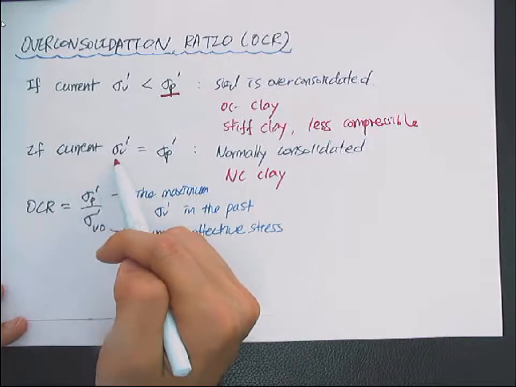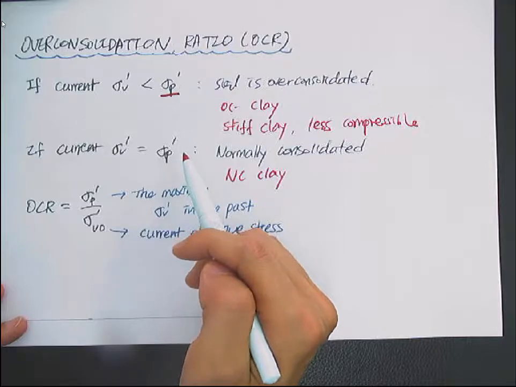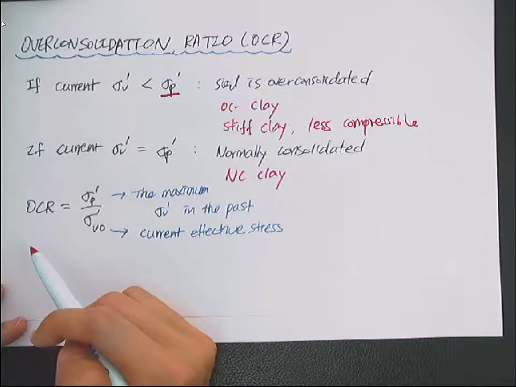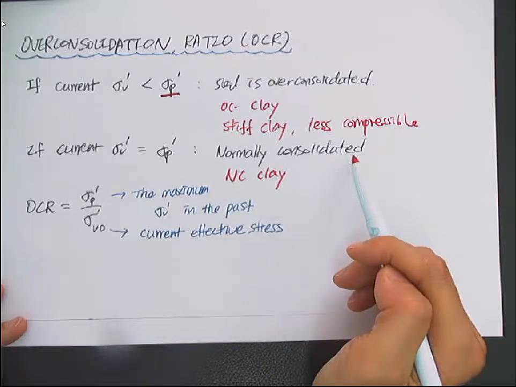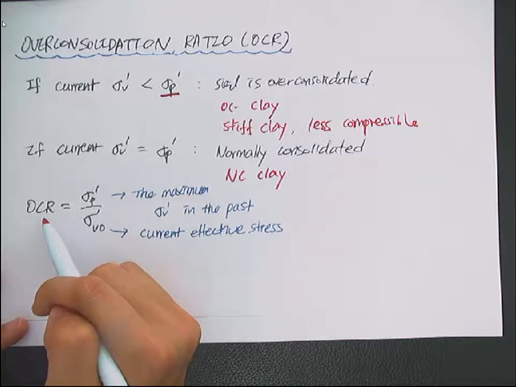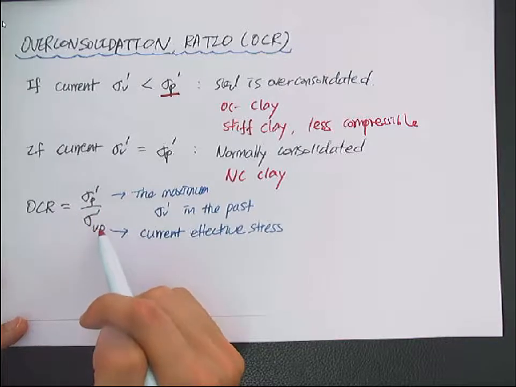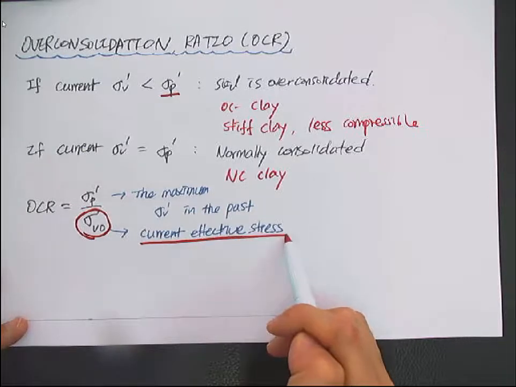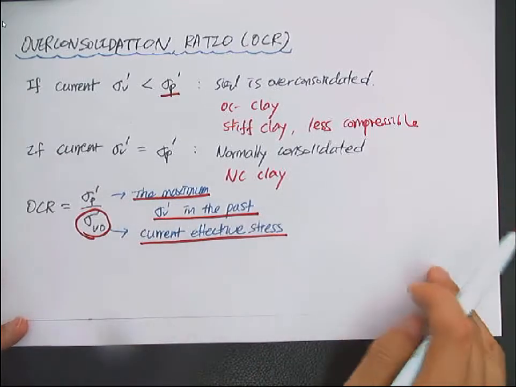And if the current vertical effective stress is the same as sigma p prime, or we can say that if the current effective stress is the maximum vertical effective stress that the soil has experienced, then it's called normally consolidated clay, or NC clay. So the overconsolidation ratio, in short OCR, can be defined as sigma p prime over sigma v naught prime. So this sigma v naught prime is the current vertical effective stress, and sigma p prime is the maximum vertical effective stress in the past.